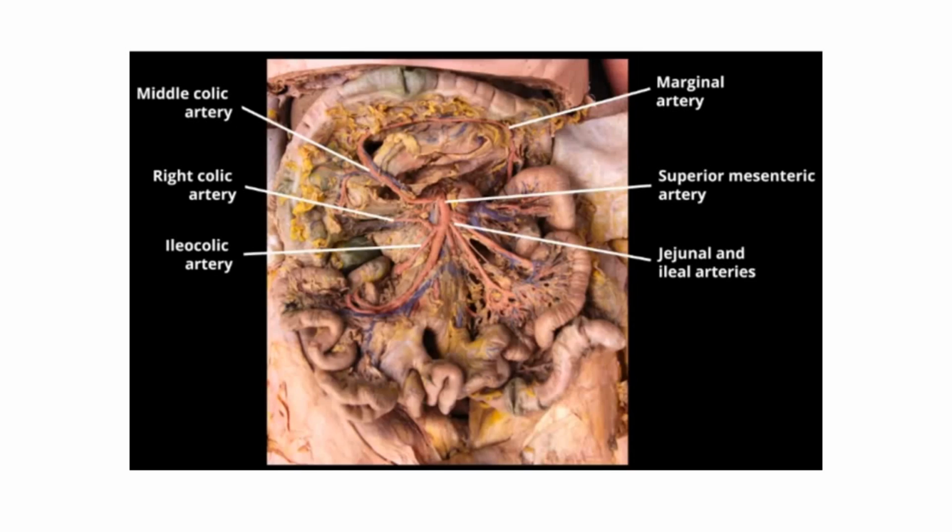This is a dissection image, showing the superior mesenteric artery and its branches. Here you can see the ileocolic, right colic, middle colic artery, the jejunal and ileal arteries, and the marginal artery.